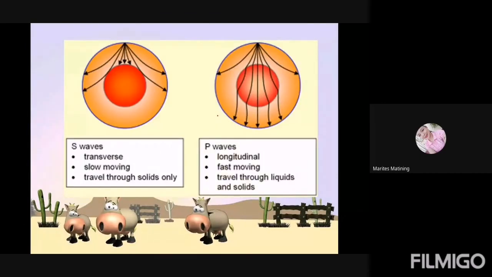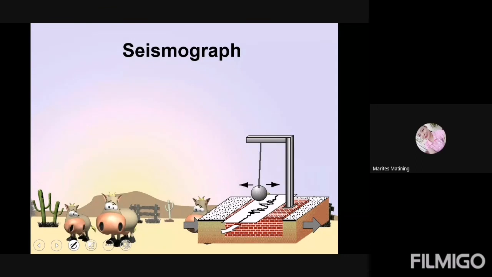Okay, so if we will again see the difference ng S-waves tsaka kay P-waves, transverse waves, samantalang si P-waves, longitudinal siya, right? Okay? Slow-moving si S-waves compare kay P-waves, mas mabilis. Then, S-waves, it travels through solids only, while P-waves, it travels through liquids and solids. Okay. Are you familiar with this, anak? Familiar ba tayo dito? Yes, ma'am.